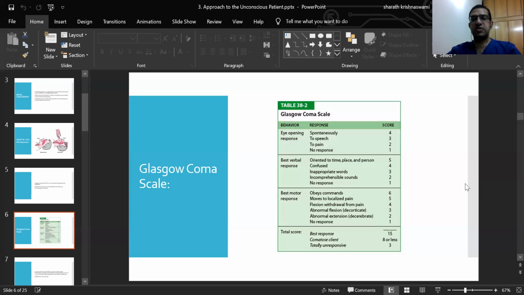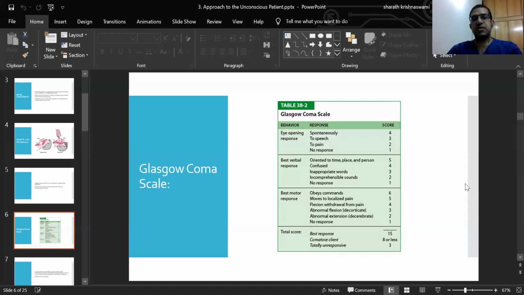Abnormal flexion is when you cause a little pain to him and his upper limbs are flexed up like this. That is known as decorticate posture, and he is given a score of 3. Let's say even after giving him a certain amount of pain, all of his hands and legs are completely extended and he does not move. That is known as decerebrate posture, and it's given a response of 2. Let's say even after talking to him and causing a certain amount of pain, he still remains unresponsive and doesn't move his hands and legs, he's given a score of 1.